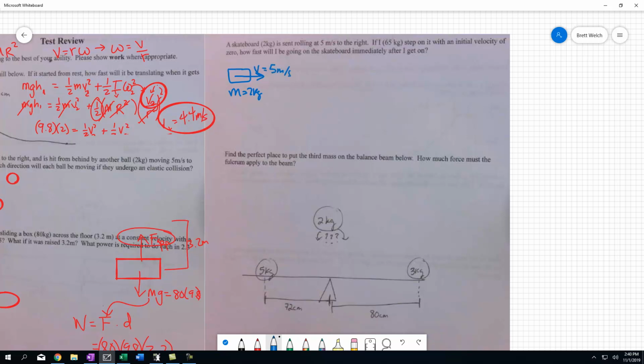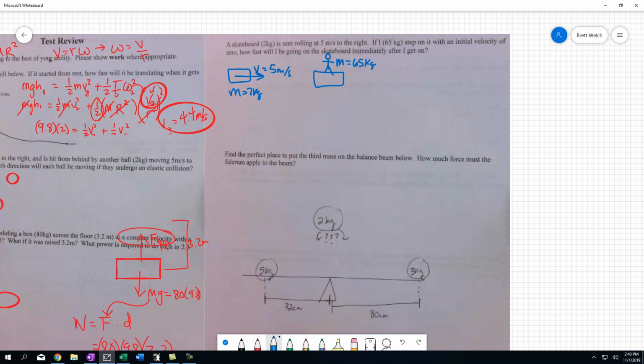As it goes along, Mr. Welch is going to step onto that skateboard, assuming that I had no initial velocity, meaning I'm not helping this thing go along. I literally just stepped onto it. Because the mass has now increased, it's going to have to slow down for momentum to be conserved. This would be an example of an inelastic collision.